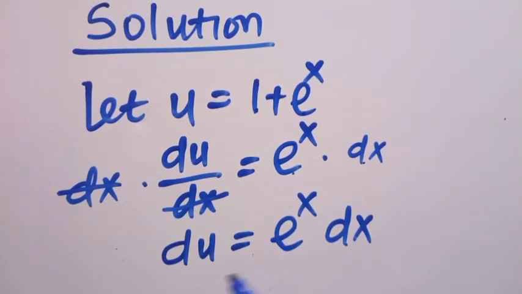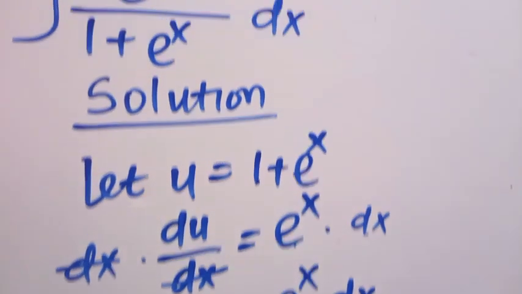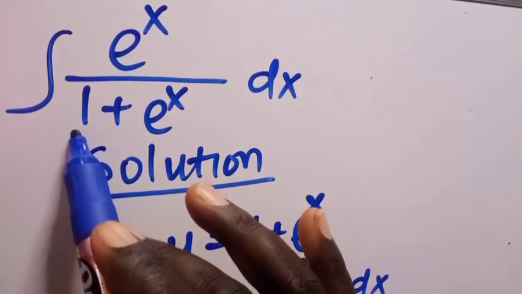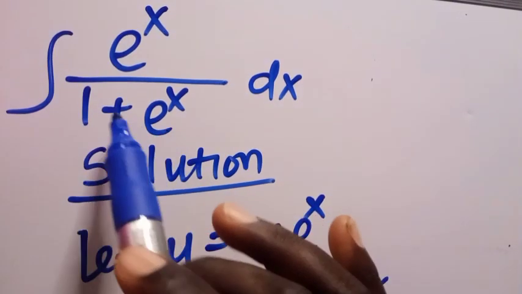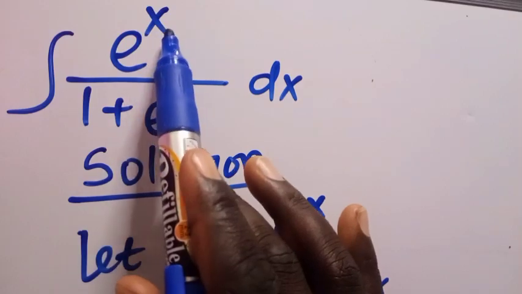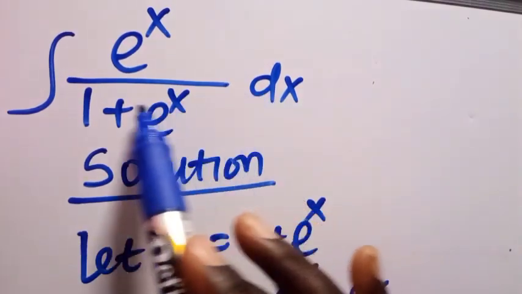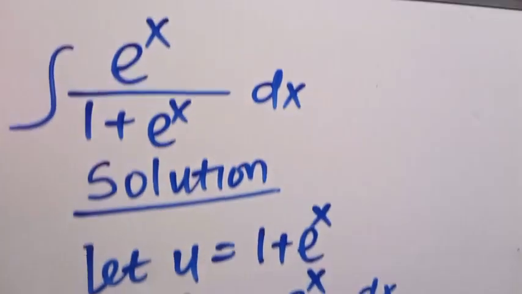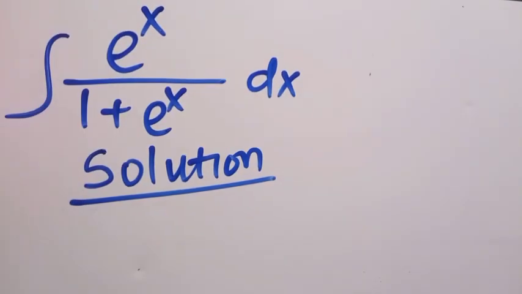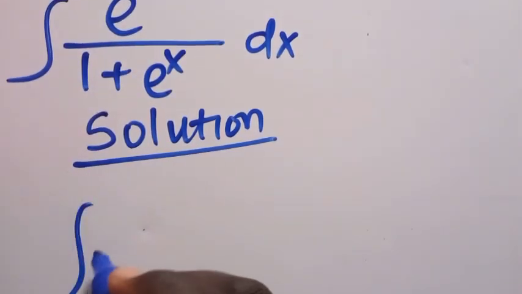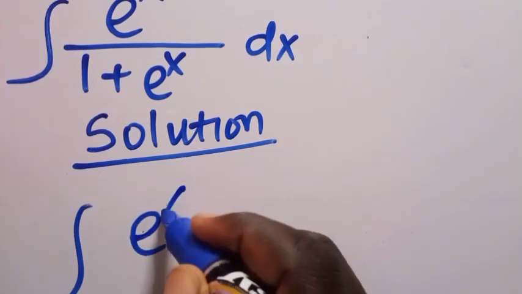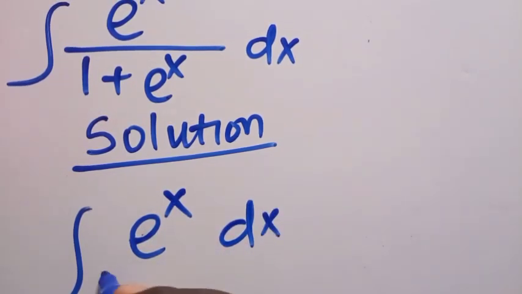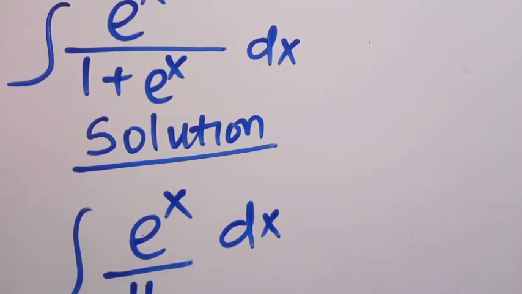Now, reaching this point, we had let this one be u. Therefore, this one will be e^x dx all over u. And in that case, we shall have the integral of e^x dx all over u.